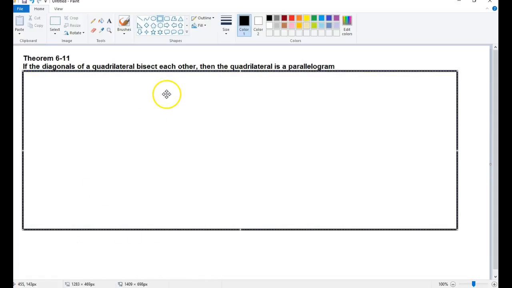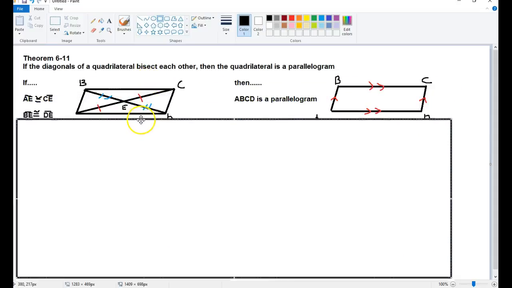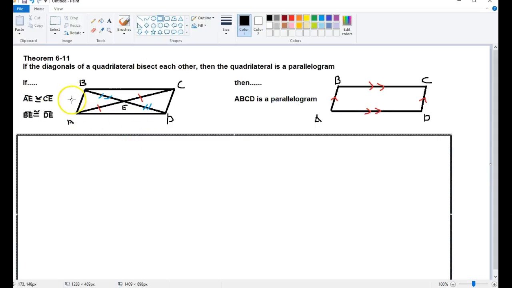Okay, this next theorem is about the diagonals. If the diagonals of a quadrilateral bisect each other, then the quadrilateral is a parallelogram. So if AE is congruent to CE and BE is congruent to DE, then we have a parallelogram. Basically the opposite of what we had before.